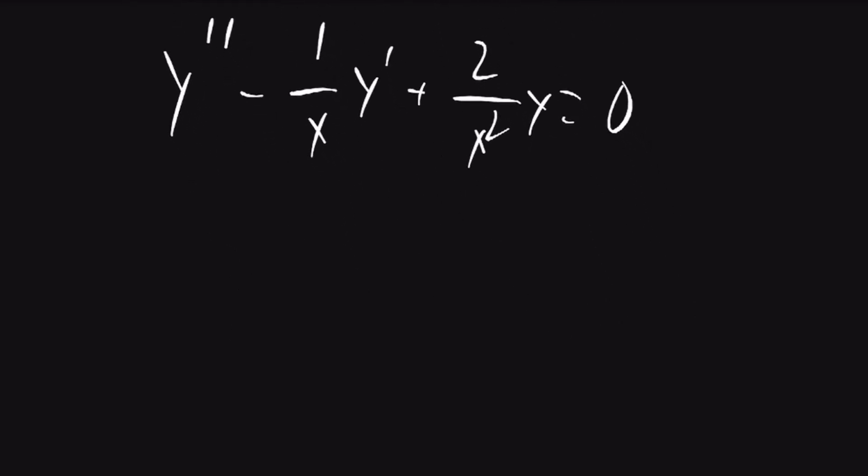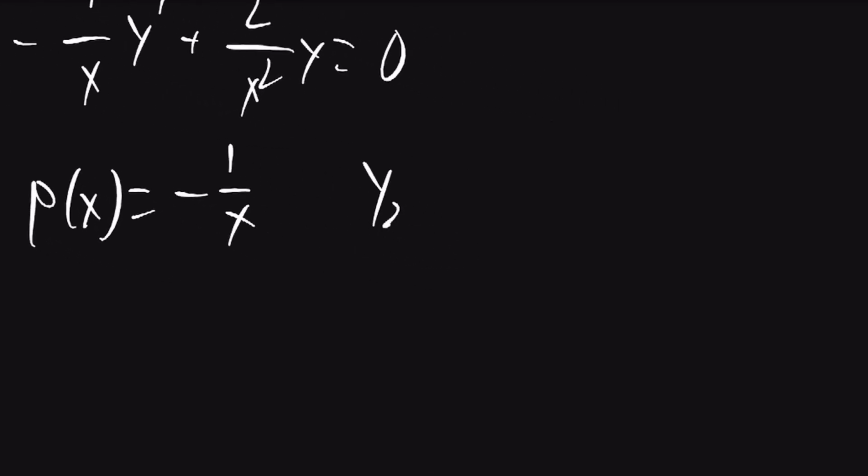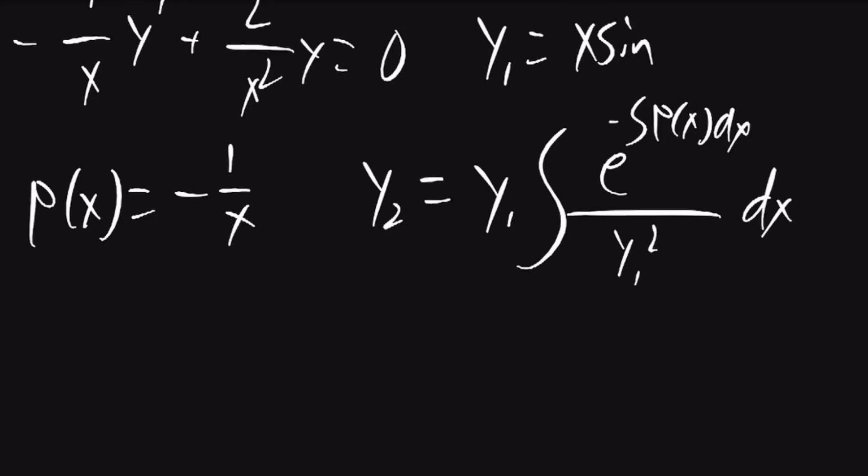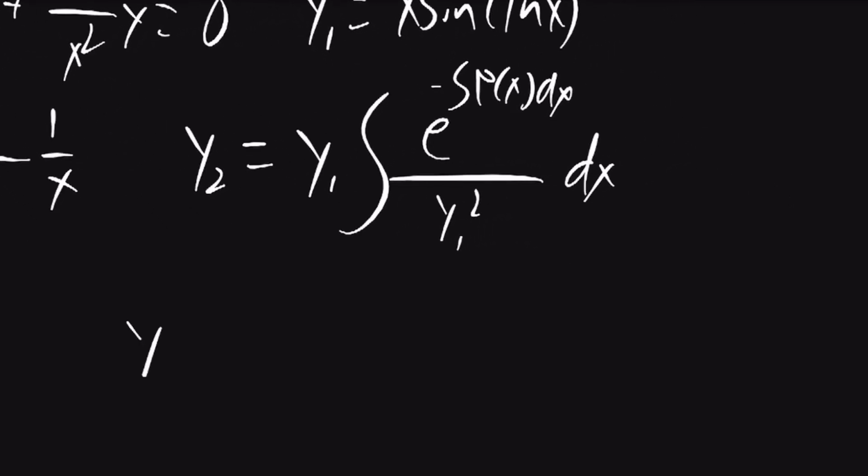The coefficient of y' is -1/x, so we know p(x) is equal to -1/x. We can now use the reduction of order formula. y2 is equal to y1 times the integral of e to the power of the negative integral of p(x) dx over y1 squared. y1 was given as x sin(ln x). I can substitute that into this equation.